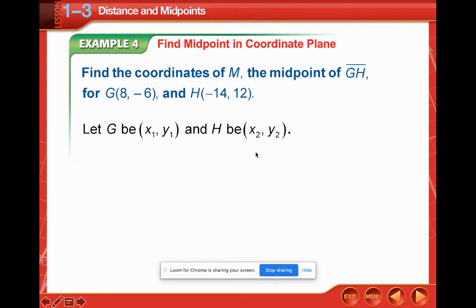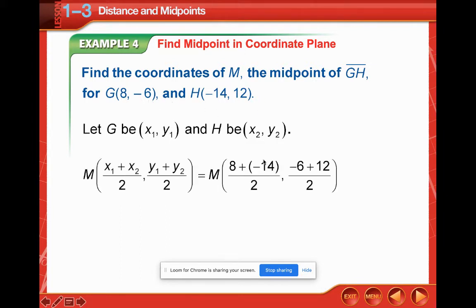Now we fill in the formula. Remember, it's x1 plus x2 over 2, so that would be 8 plus -14 over 2. y1 plus y2 over 2 would be -6 plus 12 over 2. Remember that handy-dandy formula? Memorize this, take a picture of it, write it down, paint it on your wall. Don't actually paint it on your wall. Here's the same thing, but now we plug in the numbers.